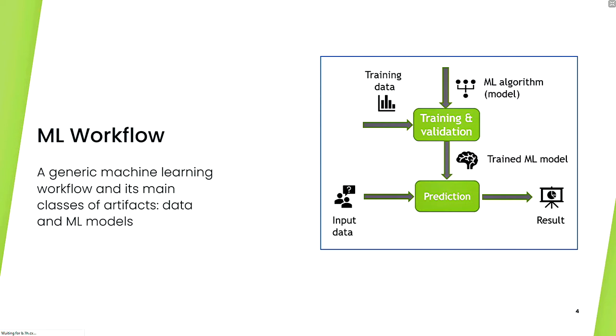Key takeaway here is that machine learning introduces these new and unusual classes of artifacts and processes that you don't normally encounter in traditional software engineering. Data and machine learning models, training and prediction. And it all looks kind of simple, doesn't it? But don't be fooled by this. Machine learning is really, or can be, really, really difficult.